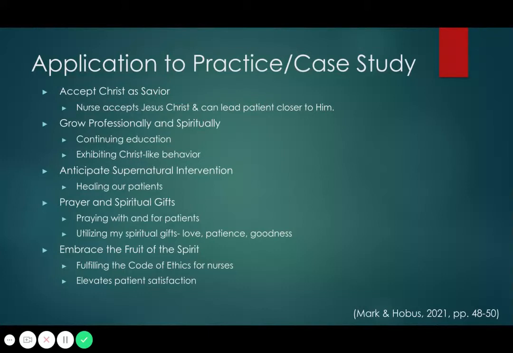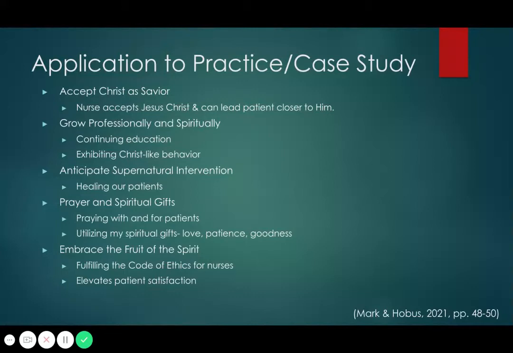The next one is anticipate supernatural intervention. So I think we are healers and that God has led this path for us. So providing those interventions for our patients in order for them to get better is important, and it's cool to see patients get back to their baselines or be cancer free. Those things are cool to see on our side as well.